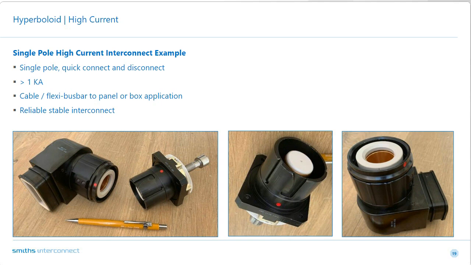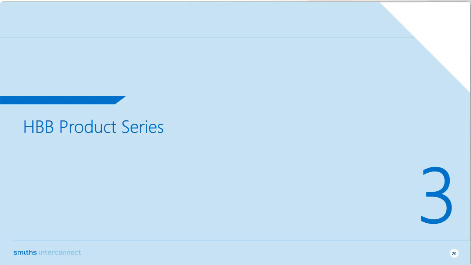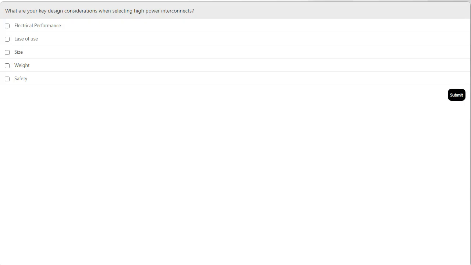Like I say, I'll delve a little bit more into the HBB product series, but before I do that, I have one last question for you. What are your key design considerations when selecting high power interconnect? For this one, you can select more than one or all of them if you wish. But what's important to you when you're thinking about high power interconnect? Go ahead and select as many or as few of these as you want. It's electrical performance, ease of use, size, weight, and safety. I'll give you a second to select some of yours.